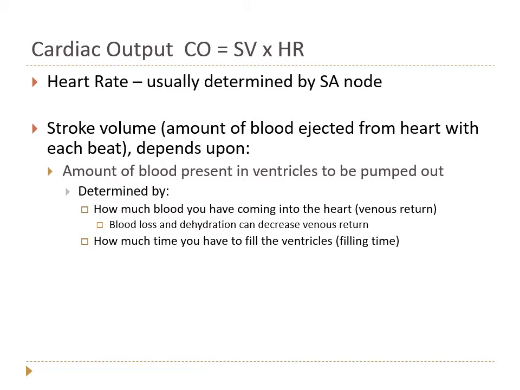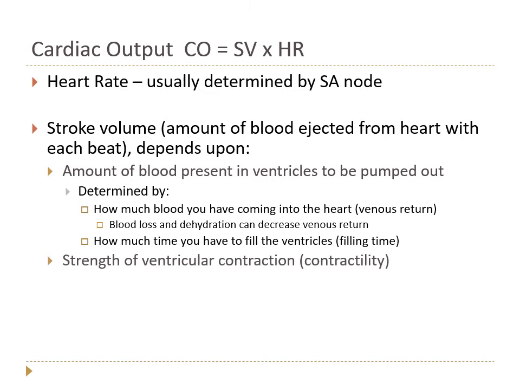The other thing that's going to determine how much blood is in the ventricles is how much time you have to fill them. So remember, ventricular filling happens during phases 3 and 1 of the cardiac cycle. So when the atria and the ventricles are in diastole and when the atria contract. So how much time do we have for that blood that's coming toward the heart to actually move into the ventricles, and how good are the atria at pushing it in?